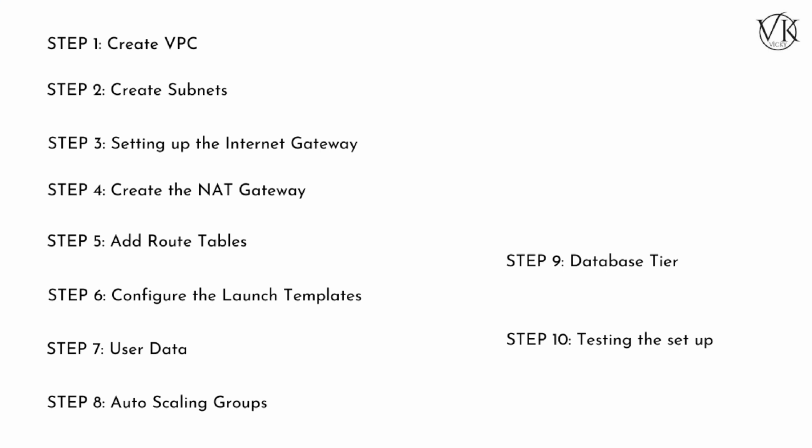And why do we need to create a launch template? Because I'm going to provide the launch template in the Autoscaling group, so that if something happens to my Autoscaling group machine, it is going to create a new machine with the help of the launch template. User data we are going to use in the Autoscaling, then we need to create the Autoscaling group. In the last we are going to create the database tier, and in the end we are going to do the testing. So let's start with step 1 where we need to create the VPC.